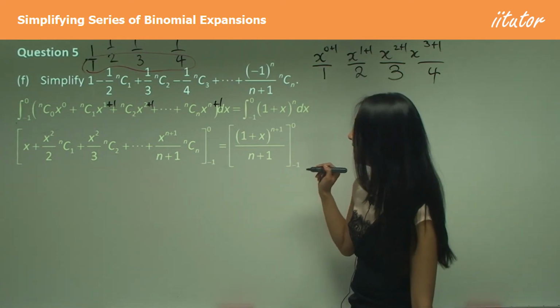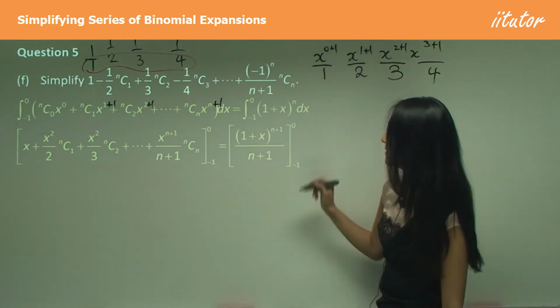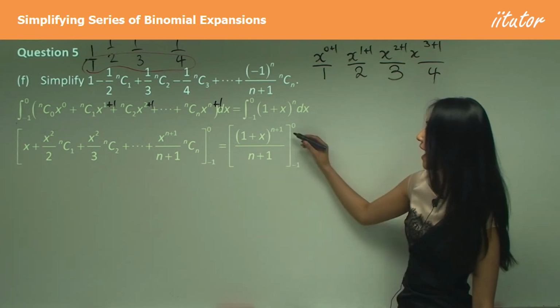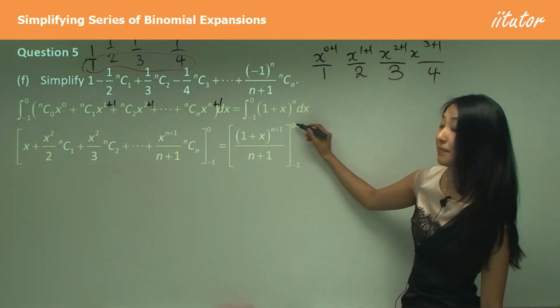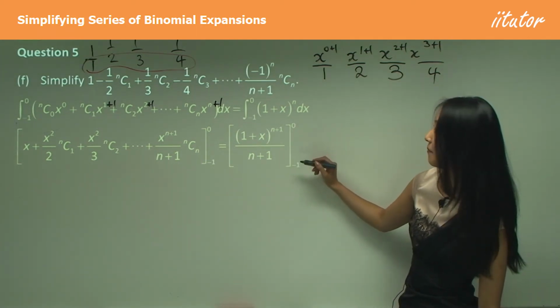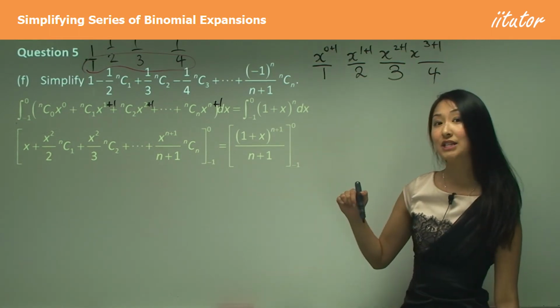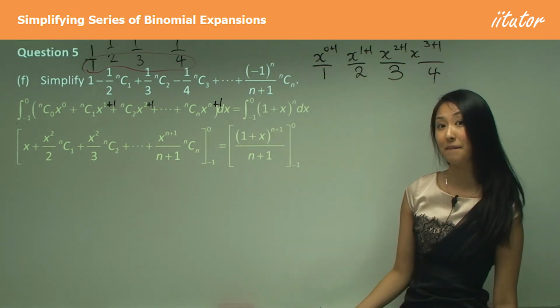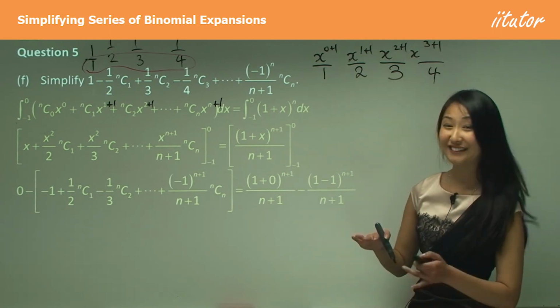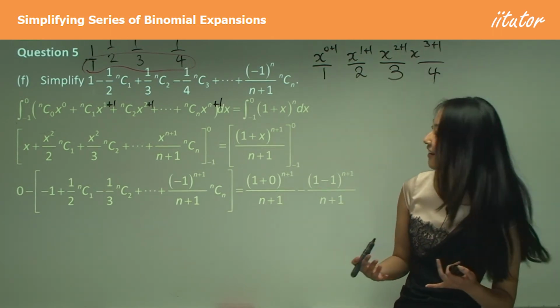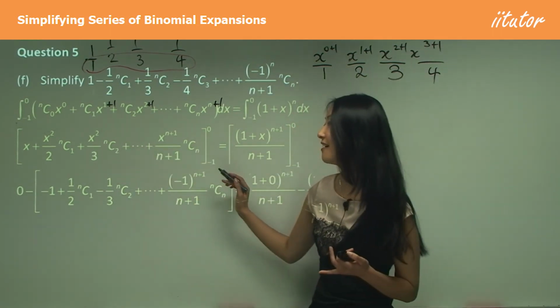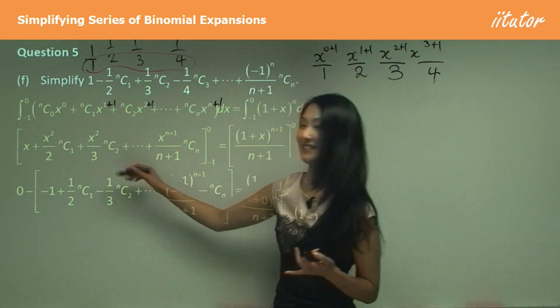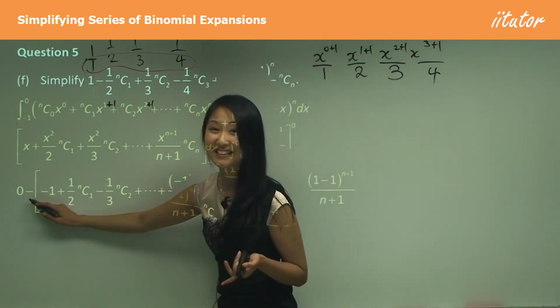Okay, so now let's integrate over here. So we have 1 plus x to the power of n plus 1 over n plus 1 there. And now we just need to substitute in the numbers. So this is where you can see why I chose 0, because when you substitute in 0, this is 0, this is 0, this is 0. You get the idea. So it's all 0.